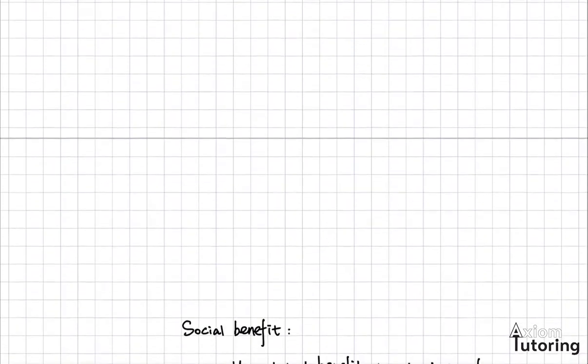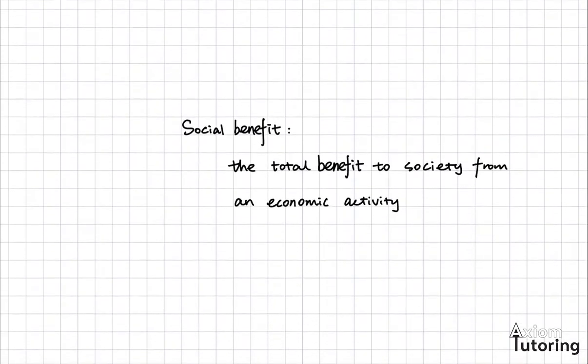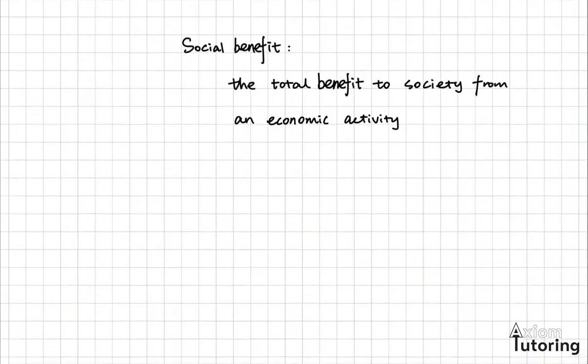Now we combine them. Social benefit is the total benefit to society from an economic activity. And social benefit is the sum of private benefit and external benefit. So the true benefit of something like education is larger than what students personally consider, because a student focuses mainly on the private benefit. Now, let's move on to the marginal benefits.